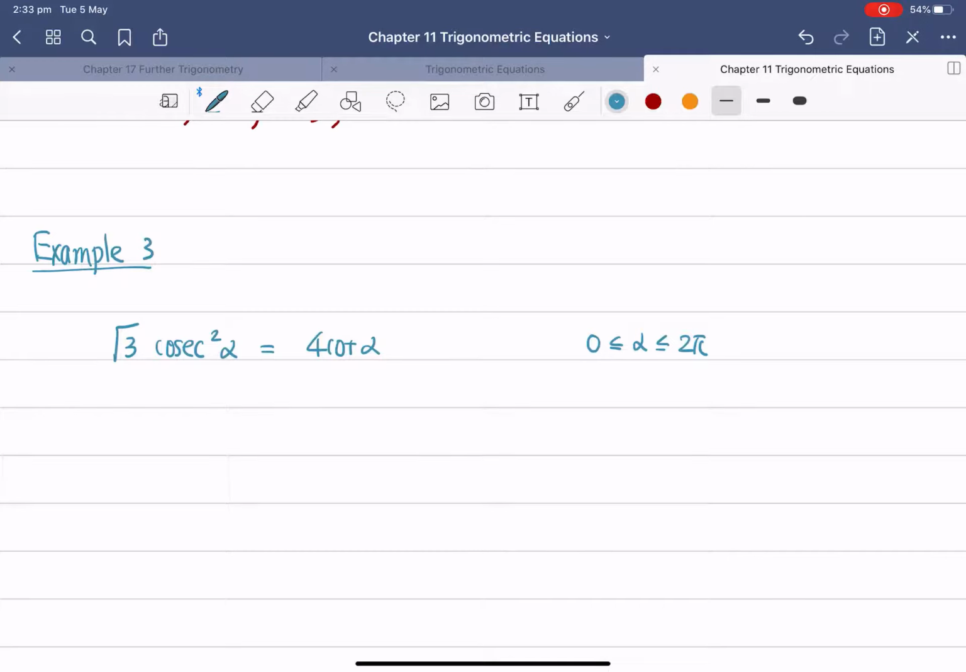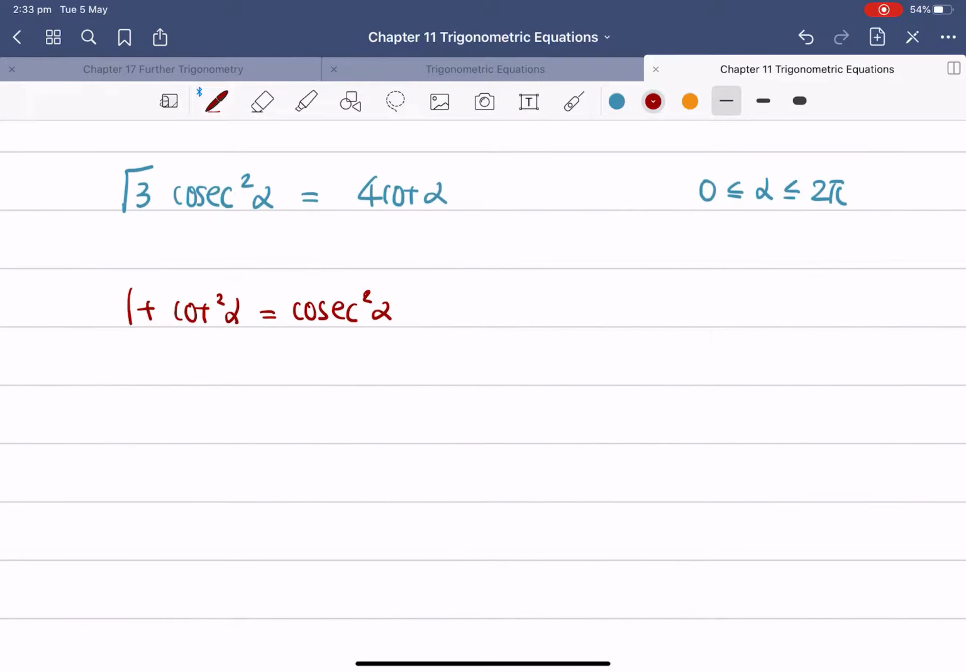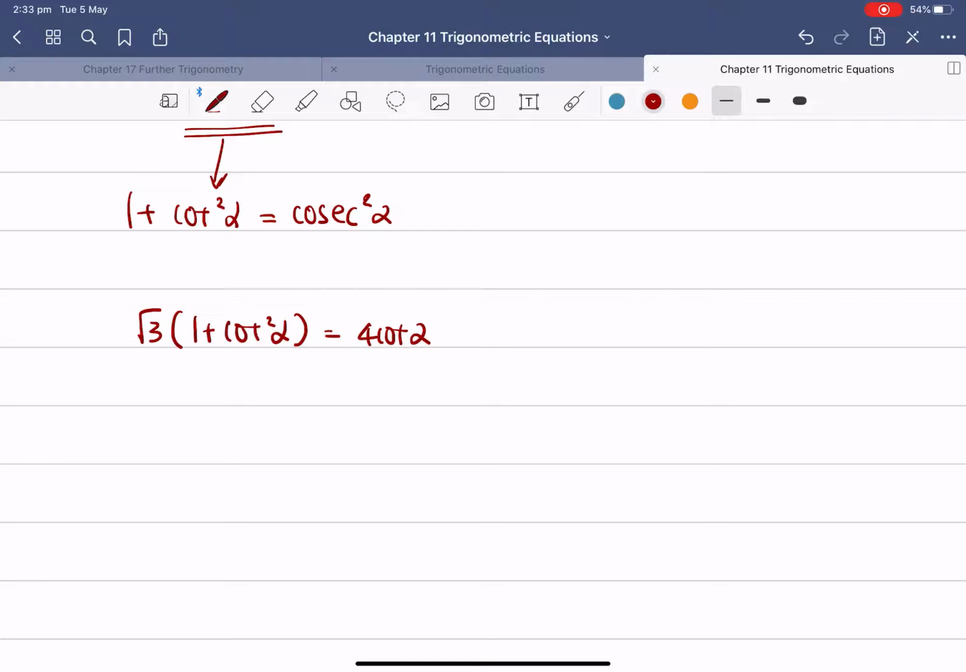But with this question here, there is a formula you can use which makes the question much easier to solve. And that formula is 1 plus cotangent squared is equal to cosecant squared alpha. So you can replace the cosecant squared alpha by 1 plus cotangent squared alpha, and hopefully that makes your calculation a bit easier. Let's do that, because once you change into here, you don't really need to change into tangent if you don't want to.